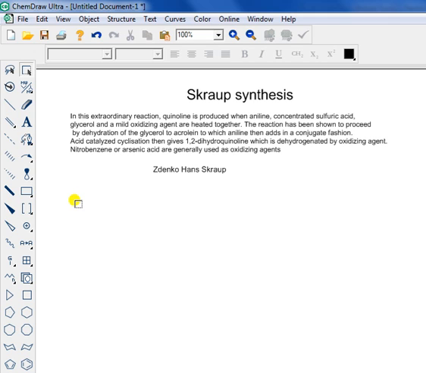The reaction has been shown to proceed by dehydration of glycerol. If you dehydrate the glycerol, you will get the alpha, beta unsaturated aldehyde, that is called acrolein. If you take acrolein directly and heat it with aniline, then this reaction will proceed very well.